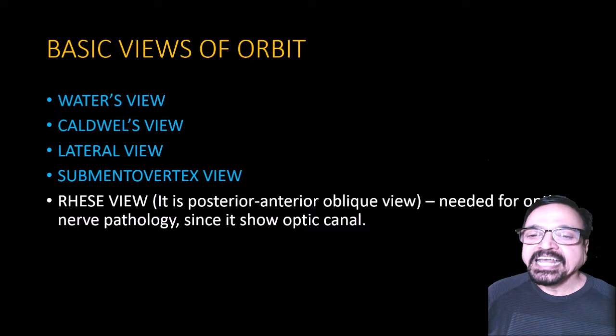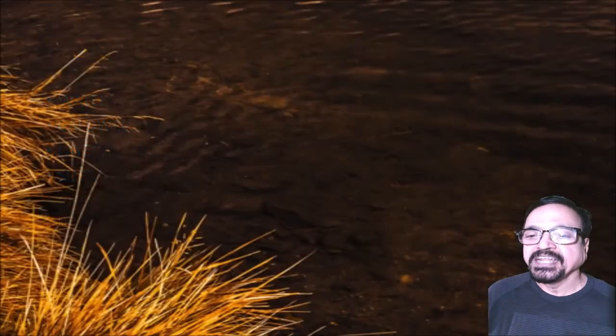Then the Rhese view, it is a posterior anterior oblique view, so it is needed only for optic nerve pathology, since it shows the optic canal and widening of that optic canal. So here we have to obtain the projection for both the eyes and compare the optic canal. The asymmetry in it will give us an idea about the pathology. Also the calcifications which are seen in the other radiographs will be confirmed in this projection.